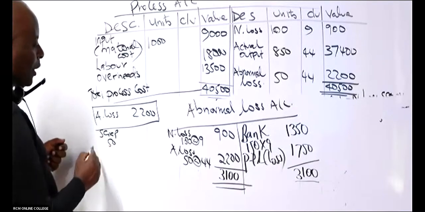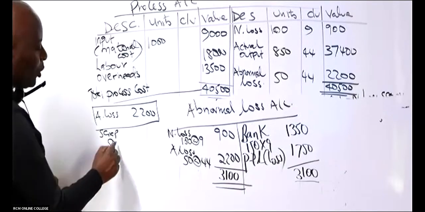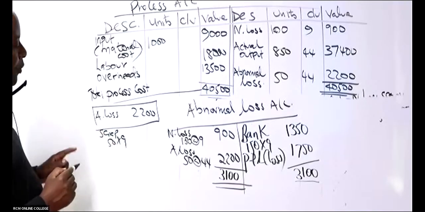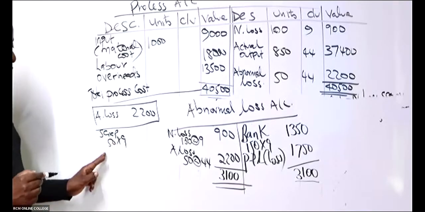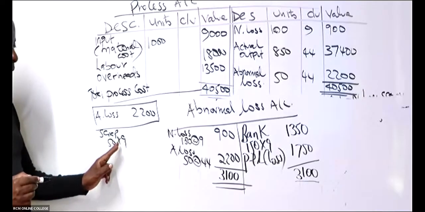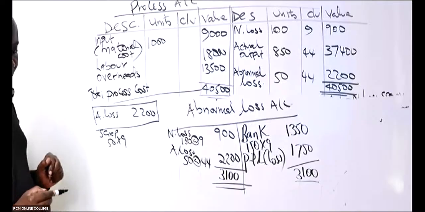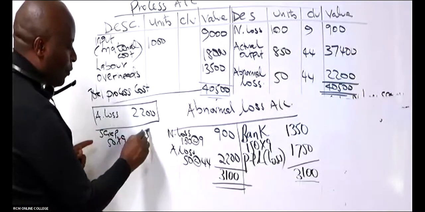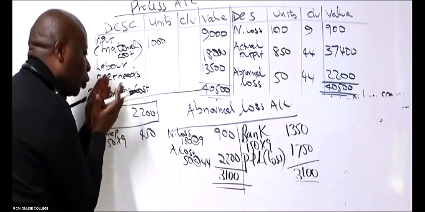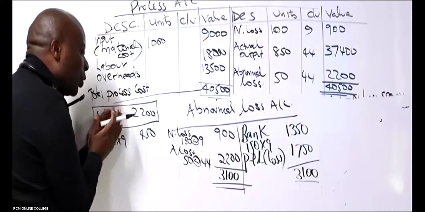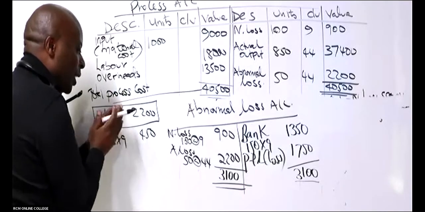Remember, there are 50 of them. And I'm going to scrap them for how much here? Just 9 bob. So 50 times 9. Can somebody give me this figure? 50 times 9 will give me 450. So you can see they are worth 2,200 and I'm going to sell them for 450.